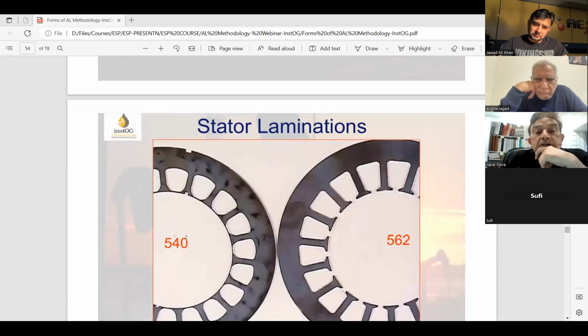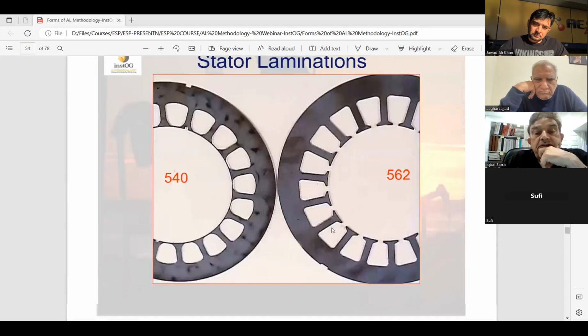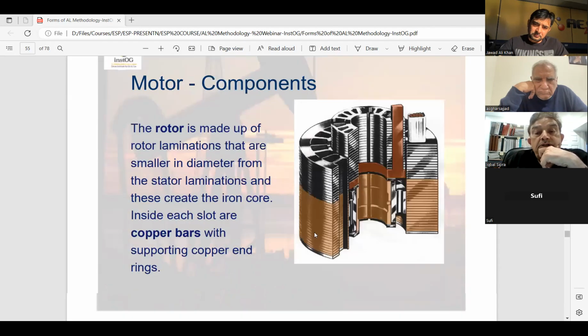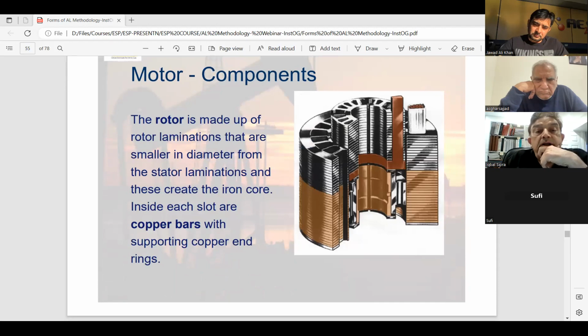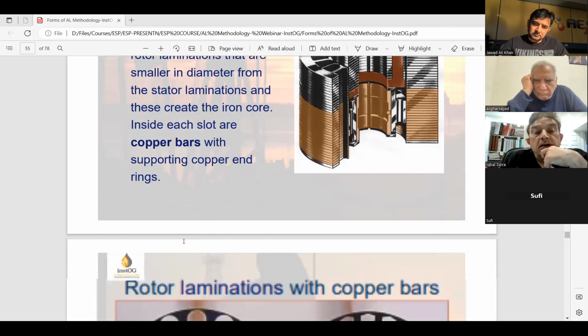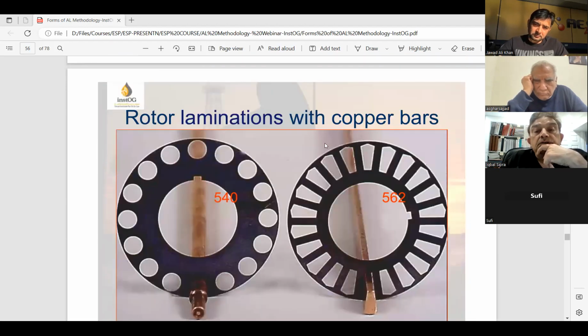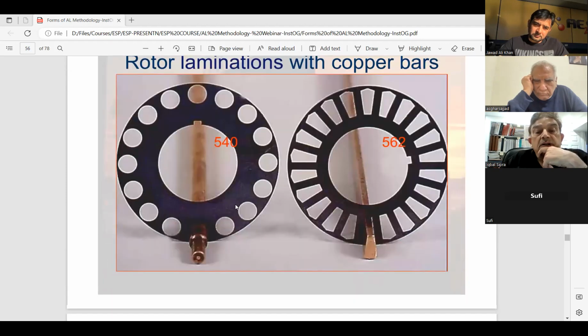These are stator laminations, 540 series, 562 series. And these are motor components. You can see this, the rotor is made up of rotor laminations. They are smaller in diameter than the stator laminations. And these create the iron core inside each slot, with copper bars and supporting copper end rings. Rotor laminations with the copper bars. You can see this: stator and rotor laminations are different sizes.